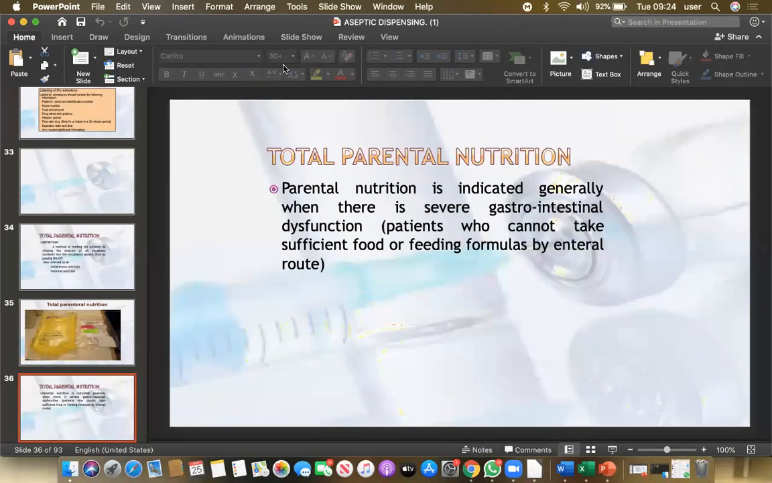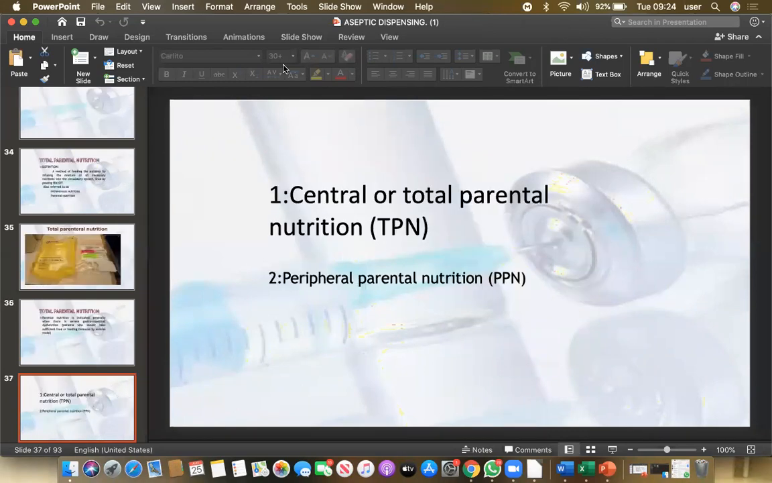Again, parenteral nutrition is indicated generally when there is severe gastrointestinal dysfunction, for patients who cannot take sufficient food or feeding formulas by enteral routes. There are two types of parenteral nutrition. One is central or total parenteral nutrition; second, peripheral parenteral nutrition. In total parenteral nutrition, the patient remains only on parenteral nutrition. In peripheral parenteral nutrition, they can be given nutrition parenterally, but if the patient can take food through oral routes, he can be allowed.